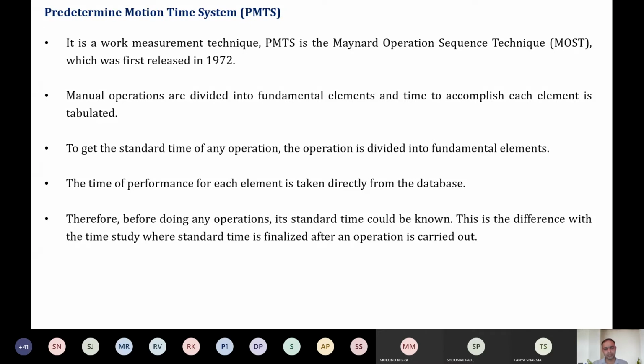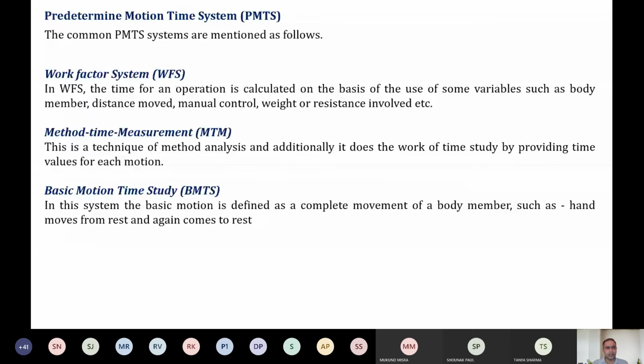Here, the difference is that in time study, the time is taken after doing the work, whereas in the MOST technique you allocate the time for the operation that is going to be done. That's the only difference. Then this PMTS is classified into three different segments. One is work factor system, next we have method time measurement, then we have basic motion time study.